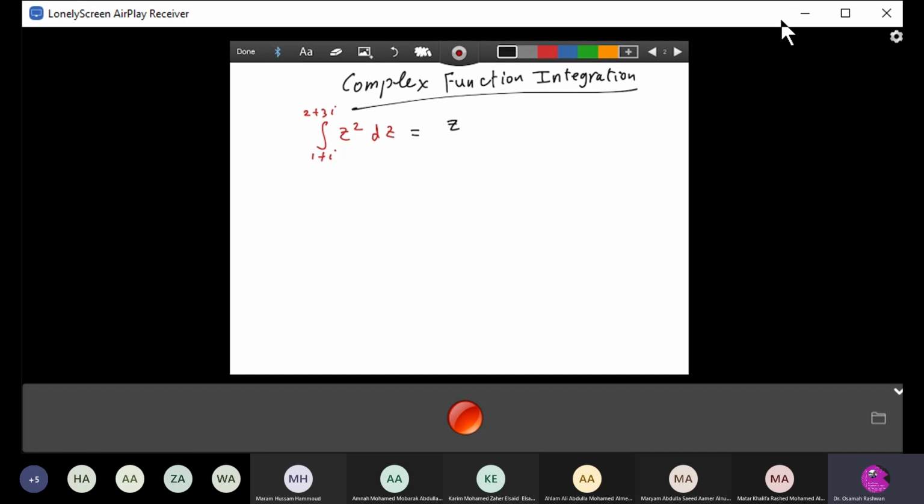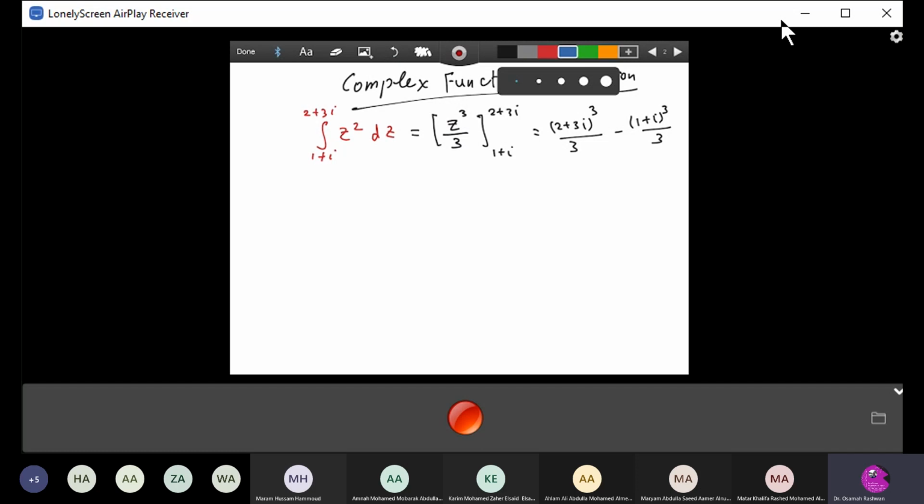When you have a power, you add 1 to the power and divide by the new one. You have your lower and upper limit, and then you substitute by the upper one minus the substitute of the lower one. You know how to find 2 plus 3i to the power 3. You are not going to expand it using the binomial theorem.